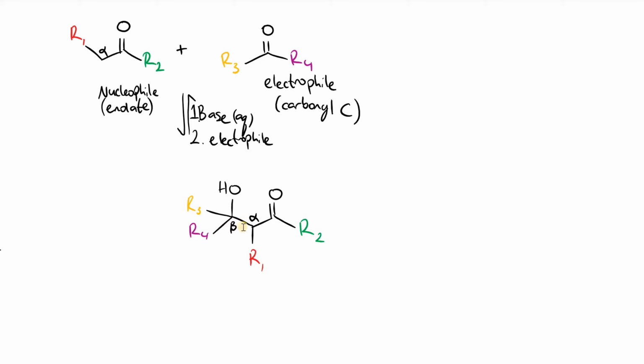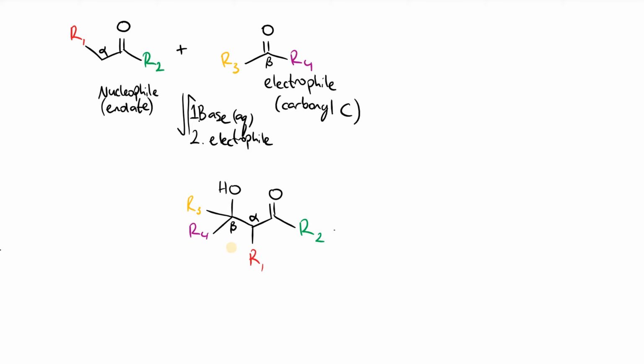And the carbon-carbon bond that is formed is between alpha and beta. So if this is the alpha nucleophile, that means the carbonyl carbon, which is electrophilic, is beta, which means alpha attacks beta. The nucleophile attacks the electrophile. And with an aqueous workup, we form what's called the addition product.